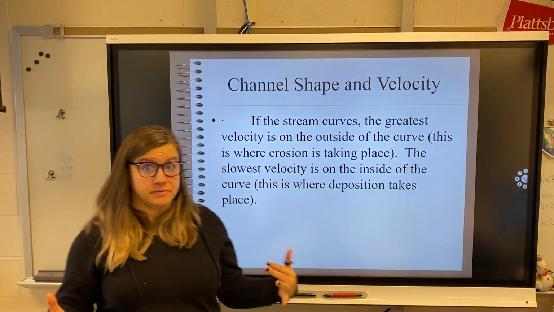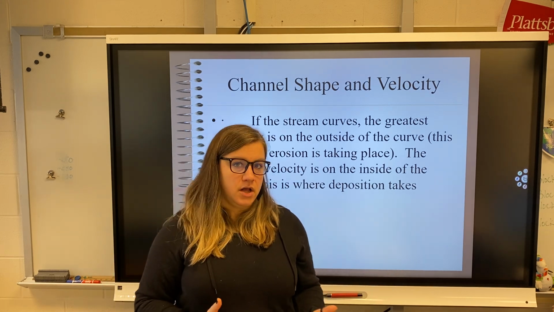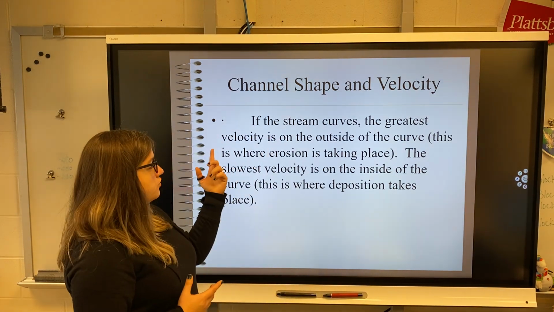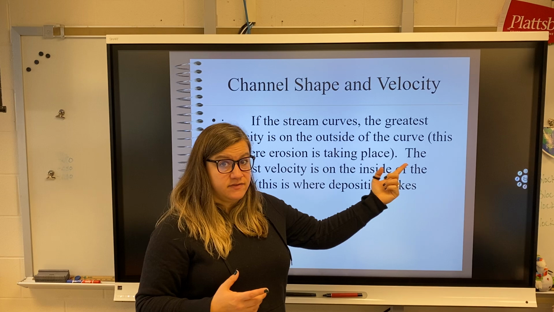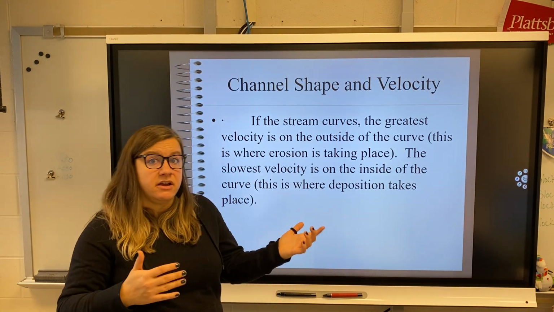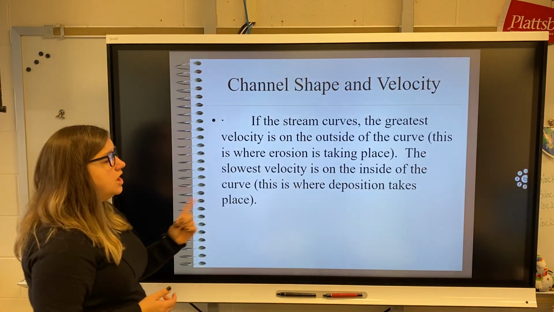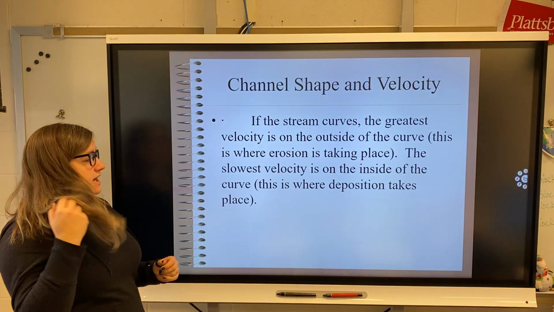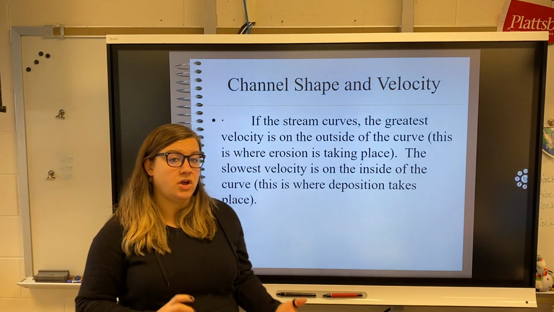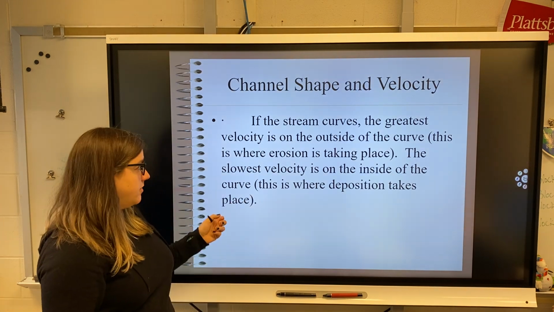But streams, they curve. Why do they curve? Because of the water. Water travels at different speeds in different parts of a river. So the greatest velocity is on the outsides of the curves, and this is where erosion is taking place because water's moving faster, it can carry more particles, it's going to cause the erosion to happen there. The slowest velocity is on the inside of the curve. This is where deposition takes place. So because on the insides of the curve, water's not moving so fast, it can't move those particles, it's going to drop them off there.